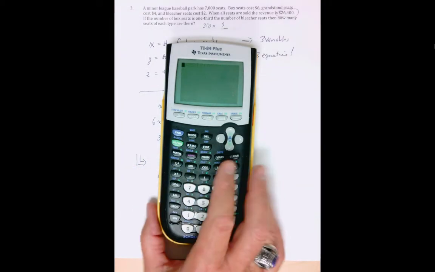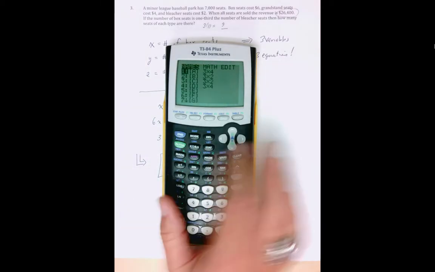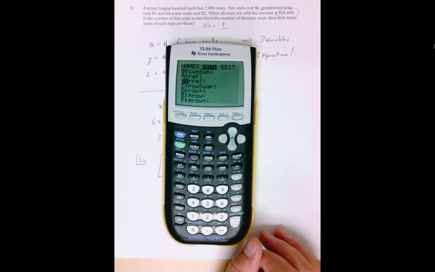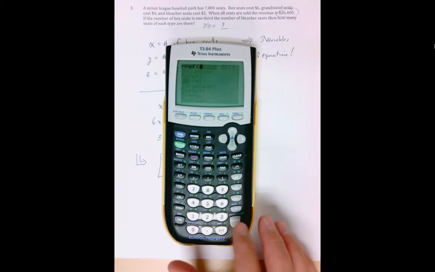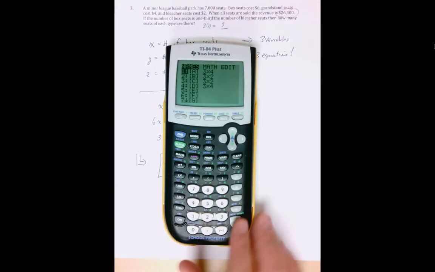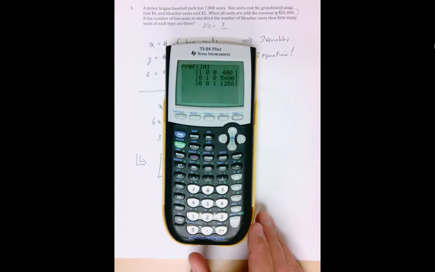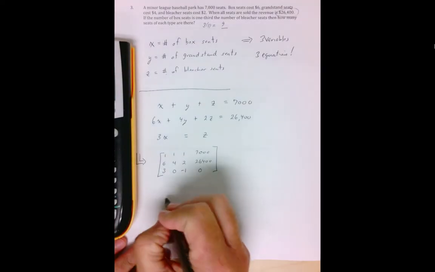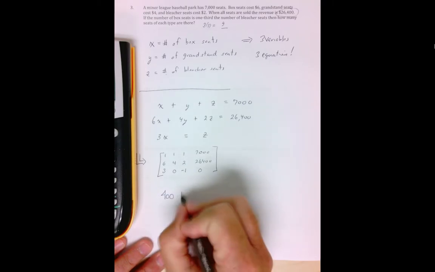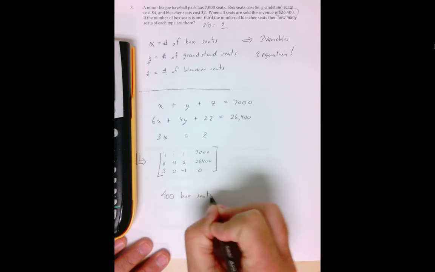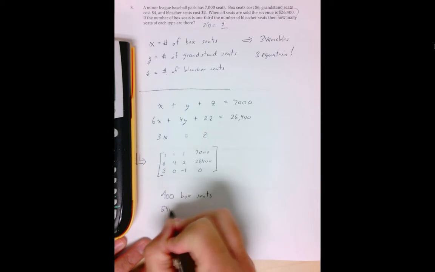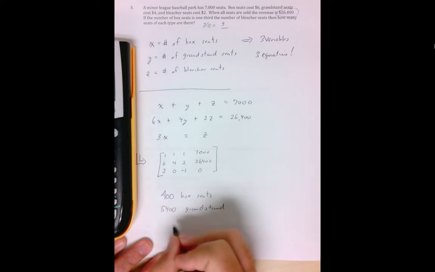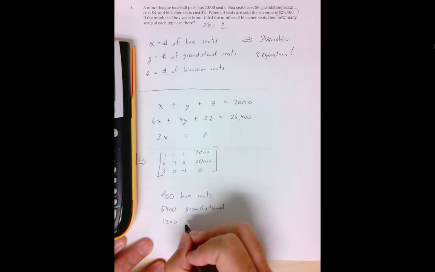So let's go second function quit just like before. Go back into matrix, go over to math, and find this RREF command that works these types of problems for us. Go back in, get your matrix, and you can see that we have 400 box seats. We have 5,400 grandstand, and we have 1,200 bleacher.